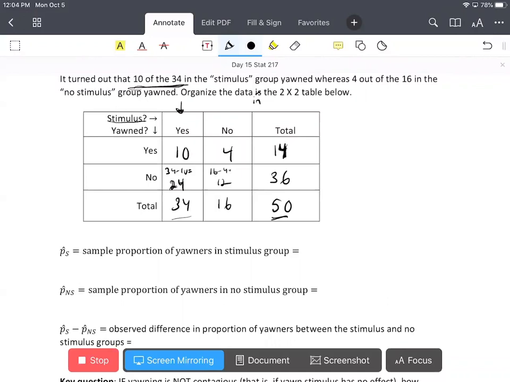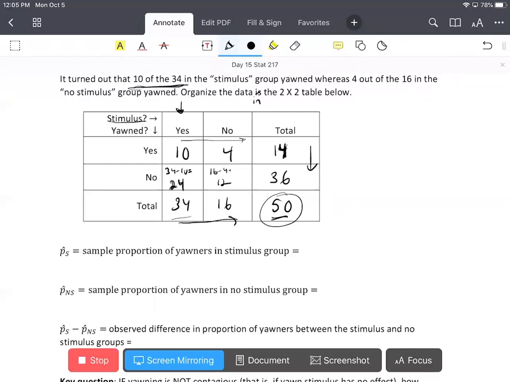One of the big ways to check if you're doing this table, especially if you're doing it on an exam or in a homework, is if you can add across, right? So 10 plus 4 gives us 14 total for whether they yawned, and no, 24 plus the 12 is 36. These should add, they both should add down and across to total 50, okay? So that's something to keep in mind. You need to be really careful that your numbers actually all work.